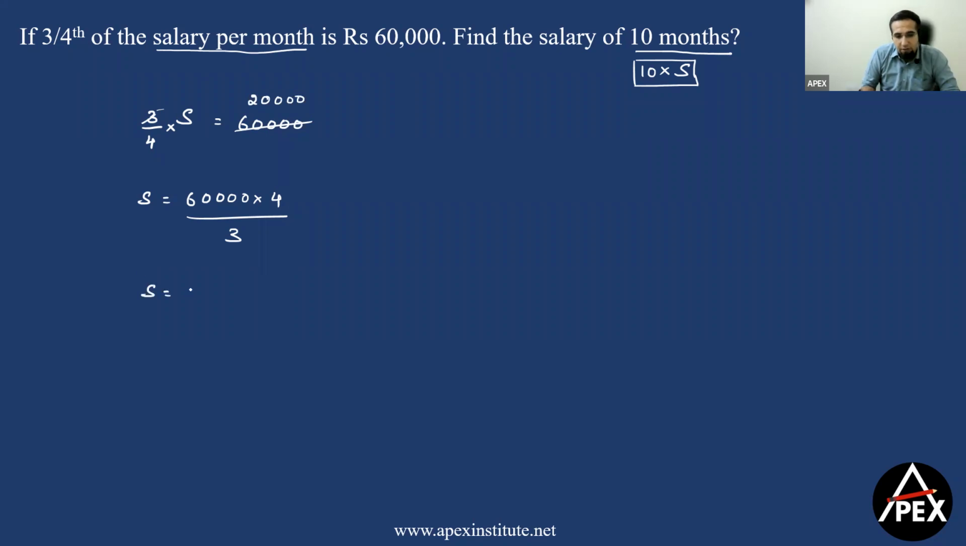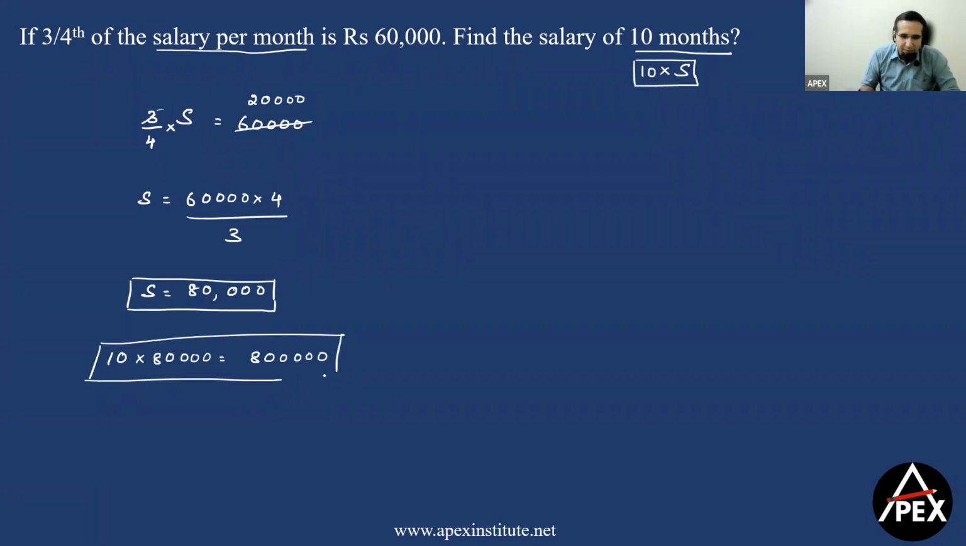So therefore, the value of S is equal to 20,000 into 4. That is 80,000. Clear, guys? If the value of 1 month's salary is 80,000, and I'm asked the value of 10 months' salary, that is 10 into 80,000. And therefore, our final value here becomes 8 lakhs. Clear, guys? Now, this is again a mathematical approach.